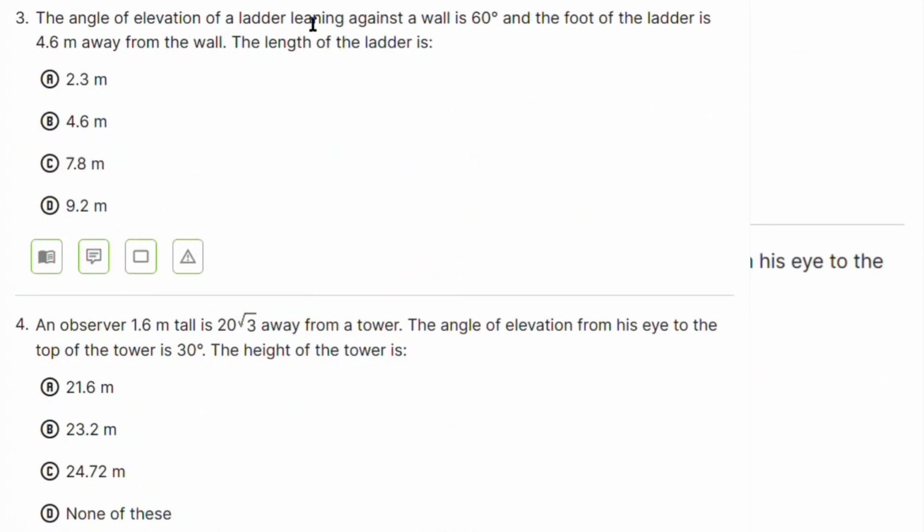The angle of elevation of a ladder running against the wall is 60 degrees, and the foot of the ladder is 4.6 meters away from the wall. The length of the ladder is? So here this is a wall, and this is 4.6, and this is a ladder. It makes 60 degrees here.